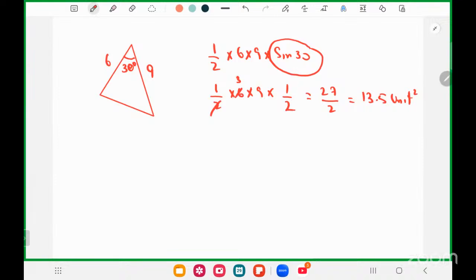So on this note, I will wind up the session. I hope you all understood sine rule, you all understood the cosine rule, and you all understood how to find the area of a non-right angle triangle. Thank you. Take care.